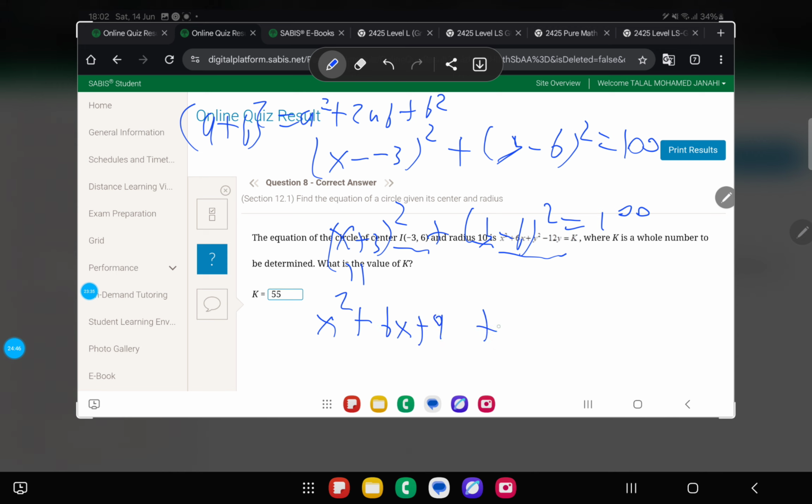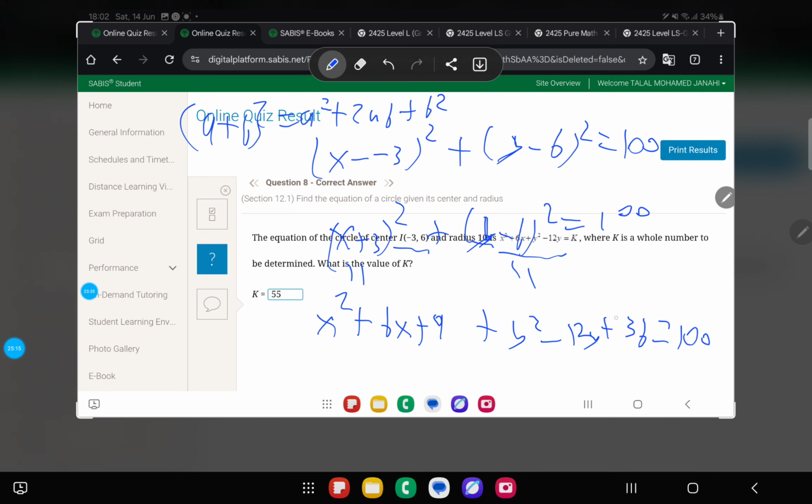Okay? Now plus, we're going to expand this one too, which is y minus 6 squared. So it's going to be y squared minus 12y plus 36. Okay, then equals 100. Oh yeah, and it's negative 12y here.